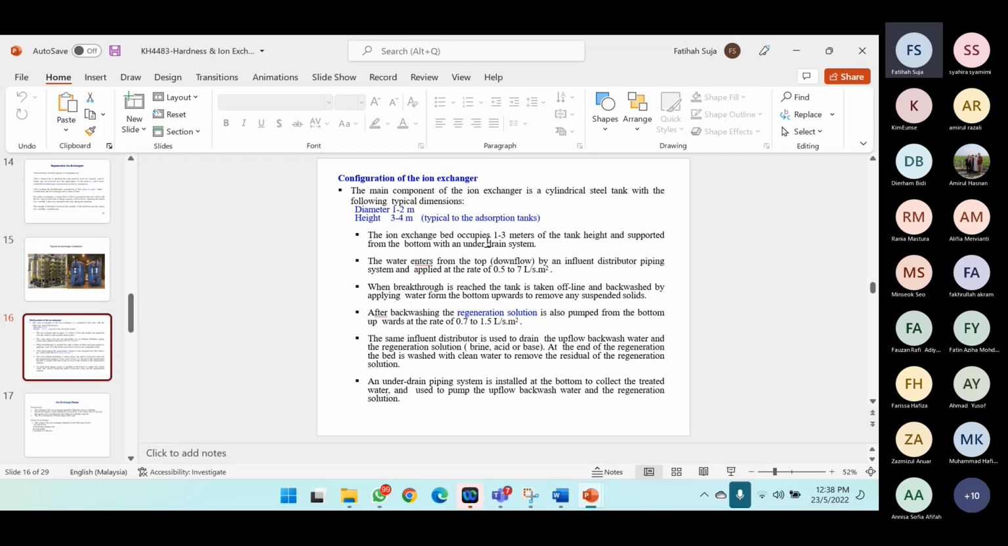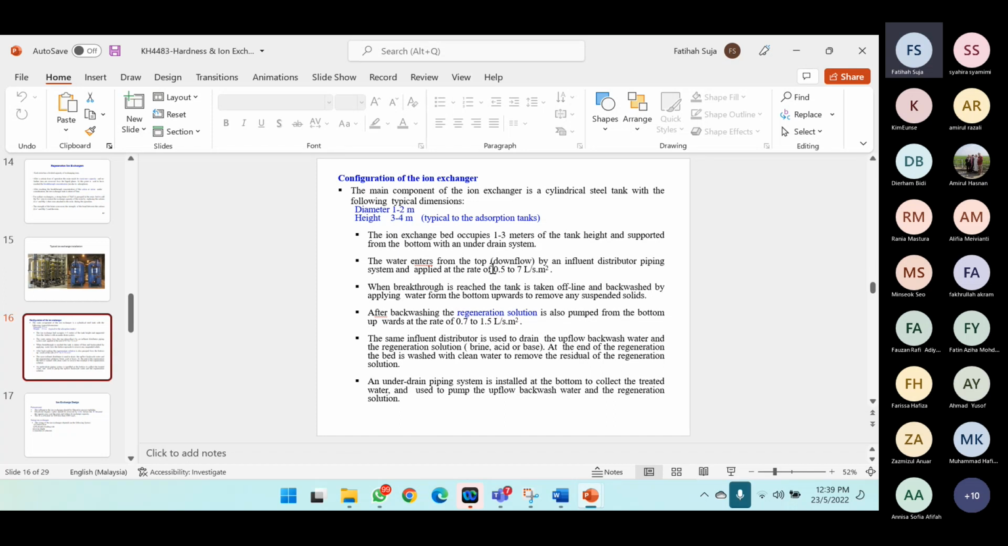The ion exchange bed occupies 1 to 3 meters of the tank height and is supported from the bottom with an underdrain system. So in your height of 3 to 4 meters, only 1 to 3 meters is occupied by the ion exchange bed. The water enters from the top, downflow, through an influent distributor piping system and is applied at a rate of 0.5 to 7 liters per second per square meter. Okay, so this is the range when you want to use this ion exchange.